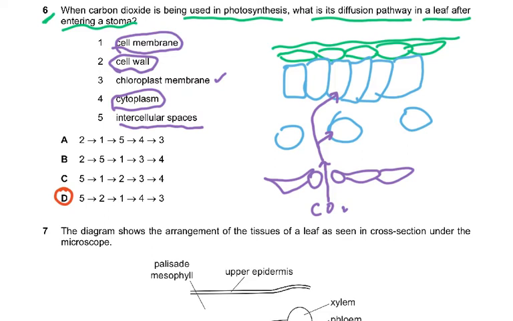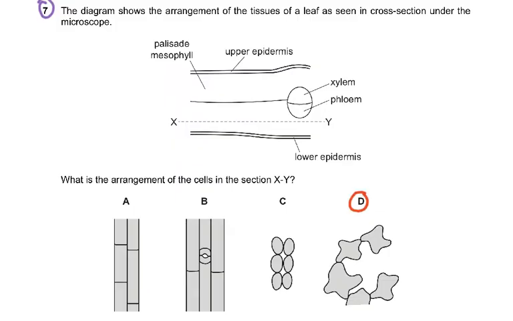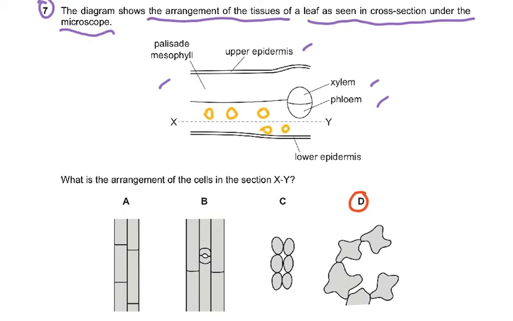Then coming on to question number 7. Now the diagram shows the arrangement of the tissues of a leaf as seen in cross section under the microscope. So we've seen upper epidermis, palisade mesophyll, xylem, phloem. Now here, if you remember, I just drew it a little while ago, are the spongy mesophyll cells with the air spaces. So it couldn't have been A or B or C, it had to be D because this is where you can see the air spaces.